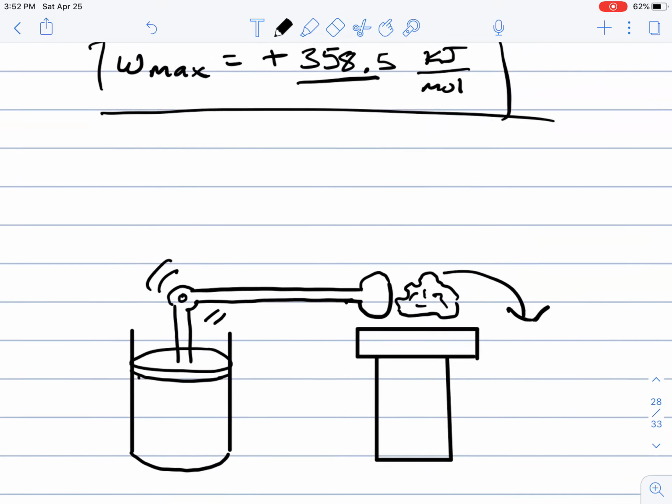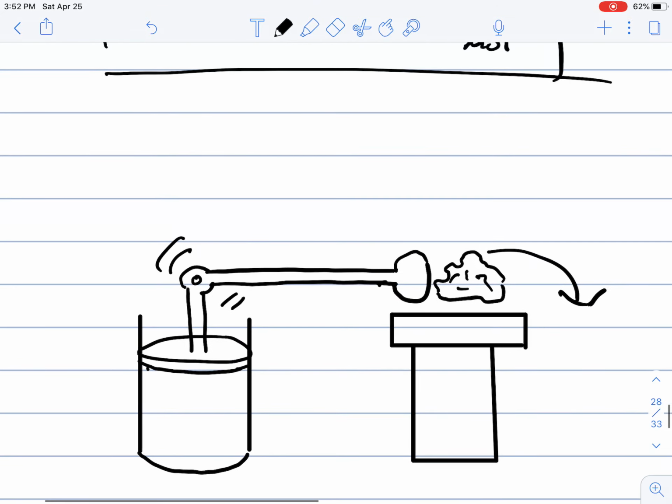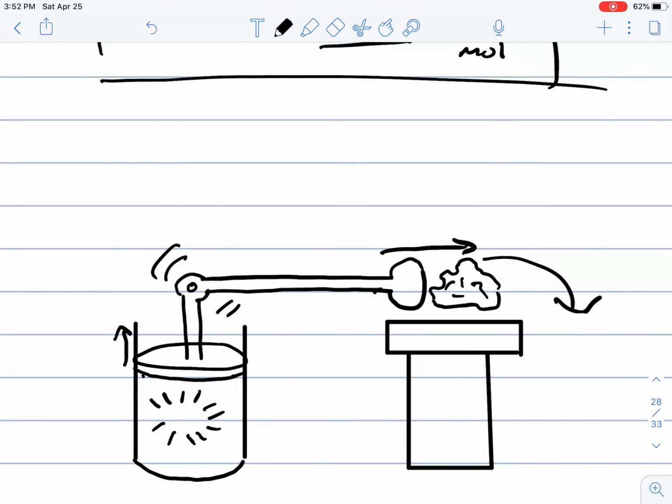Now, the spontaneous process in this scenario would be the combustion of oxalic acid, right? So here, if we have a combustion reaction occurring, and I'm representing that kind of like an explosion, the lid is going to move upwards, which is going to allow this arm, if you will, to push this rock off the ledge. And that would be the work that this example is performing.